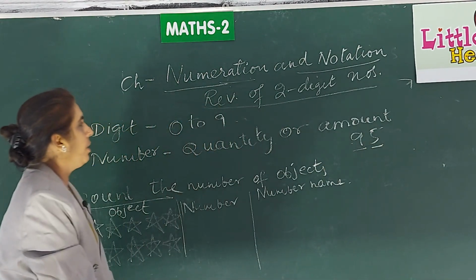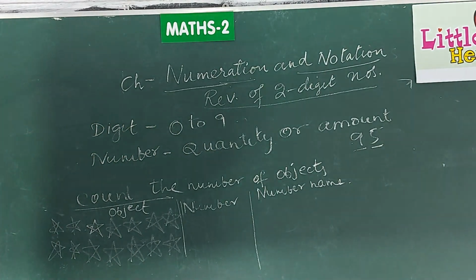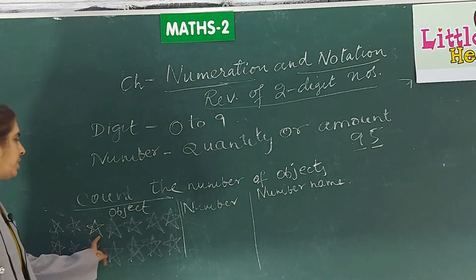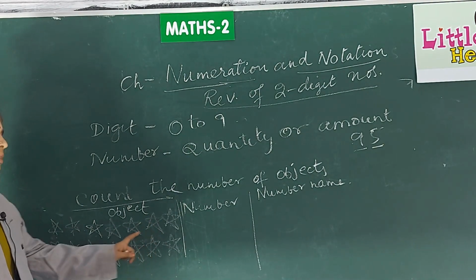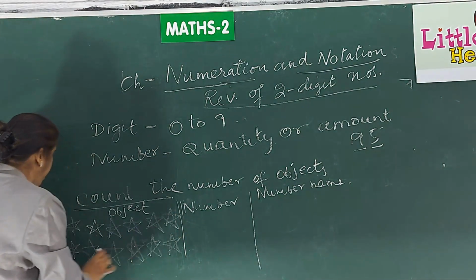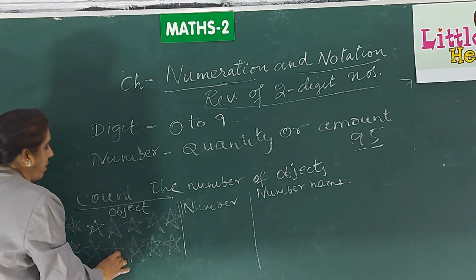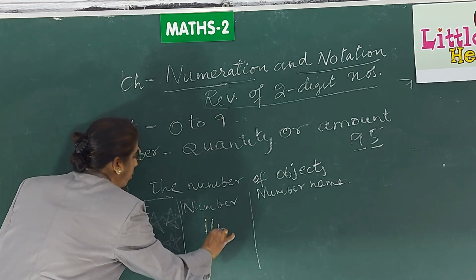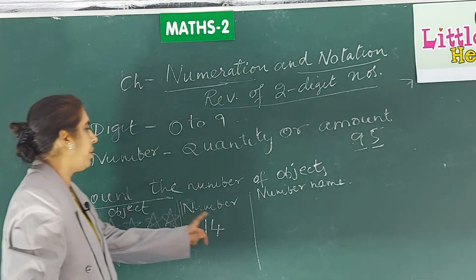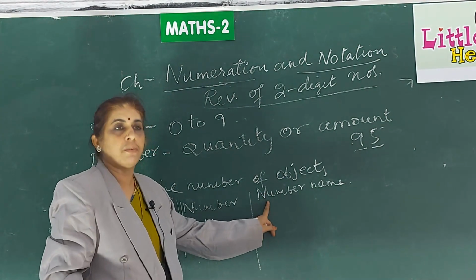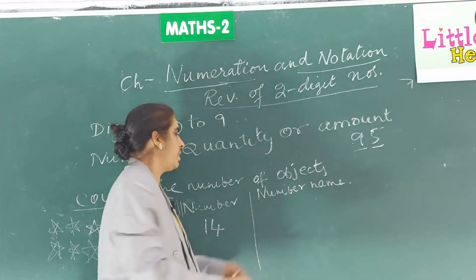Today we are going to revise two-digit numbers. Now count the number of stars I have drawn here. 1, 2, 3, 4, 5, 6, 7, 8, 9, 10, 11, 12, 13, 14. So we write the number 14, and the number name, that is, the spelling of the number, we have to write in words.